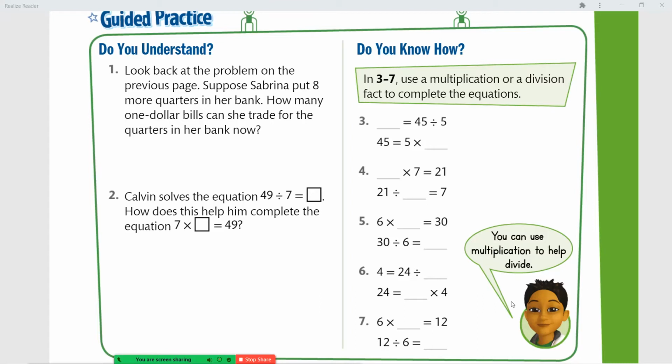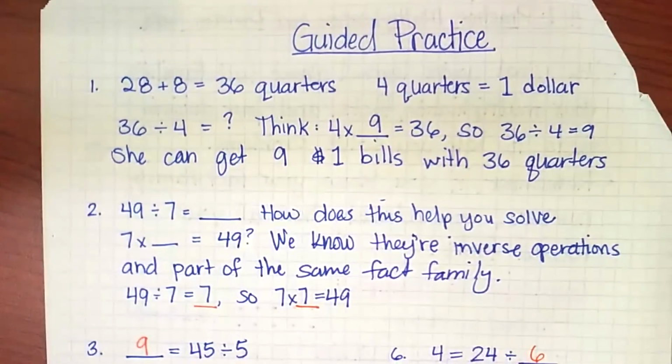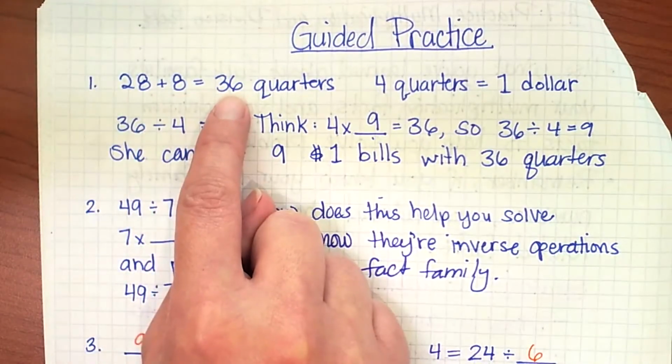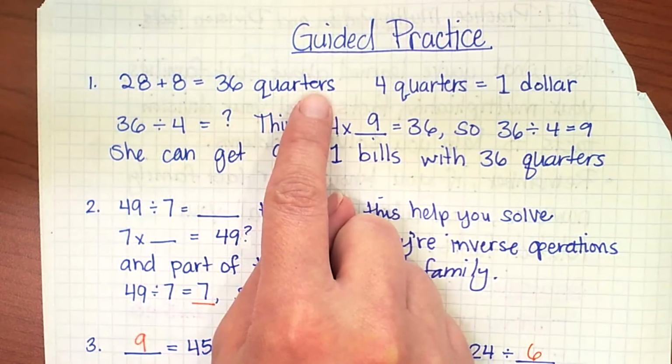So if we want to figure out how many dollars she can make if she adds 8 more quarters, the first step we need to do is figure out what 28 plus 8 more is. 28 plus 8 is equal to 36. So we know she has 36 quarters now altogether.